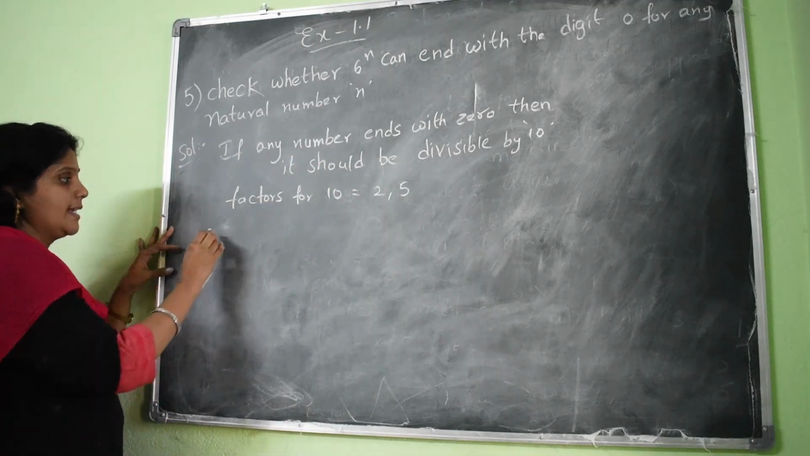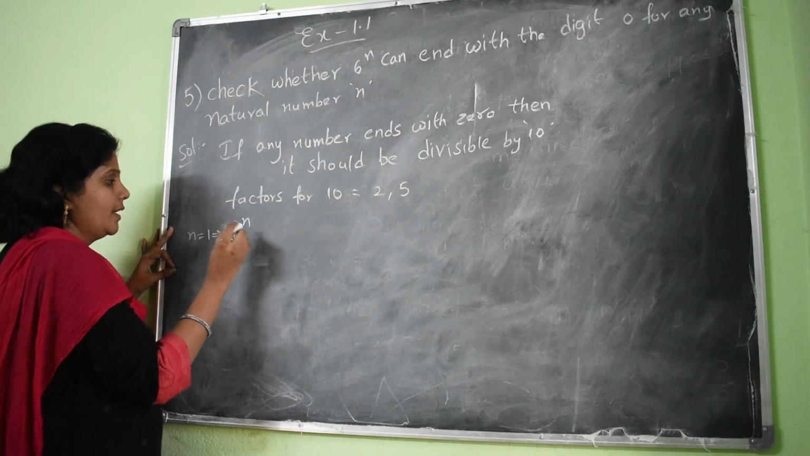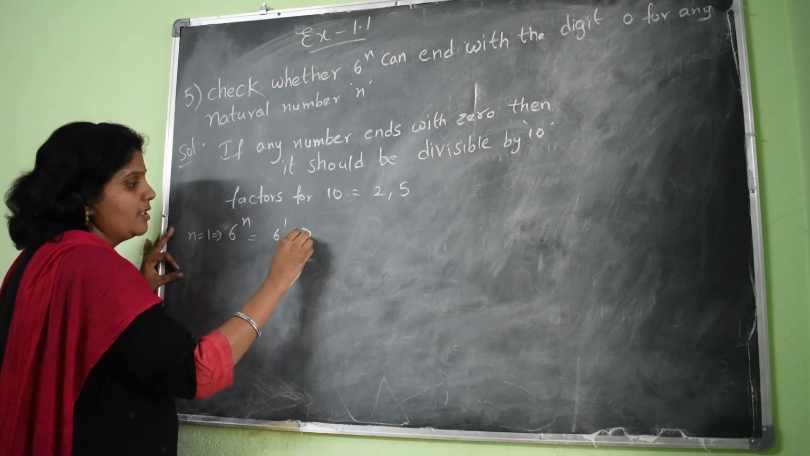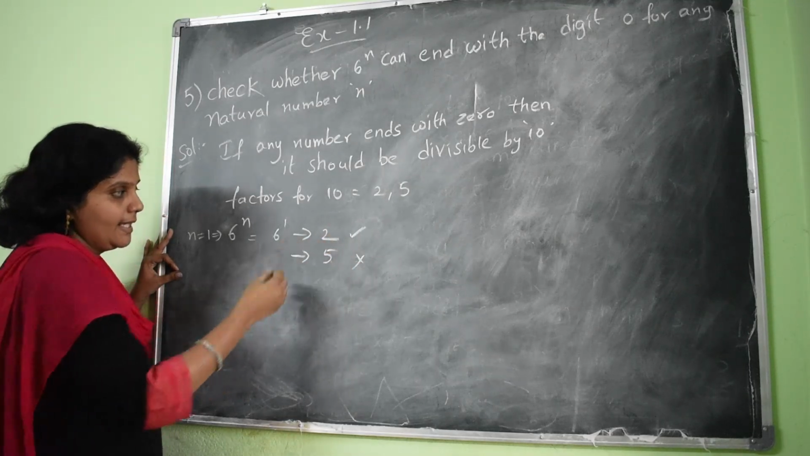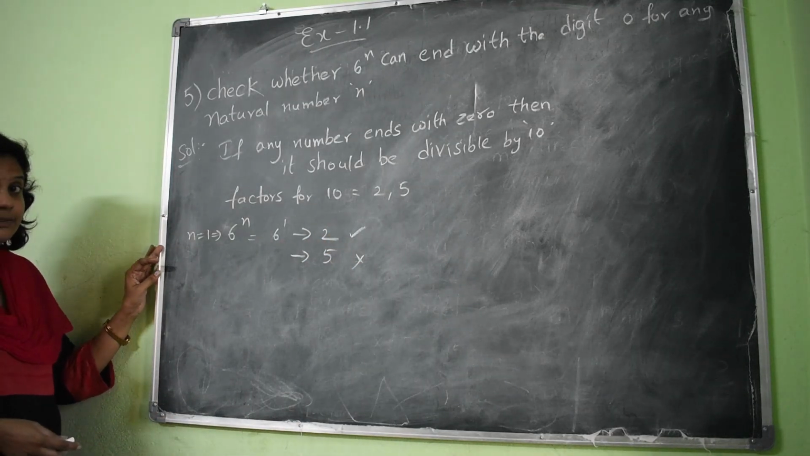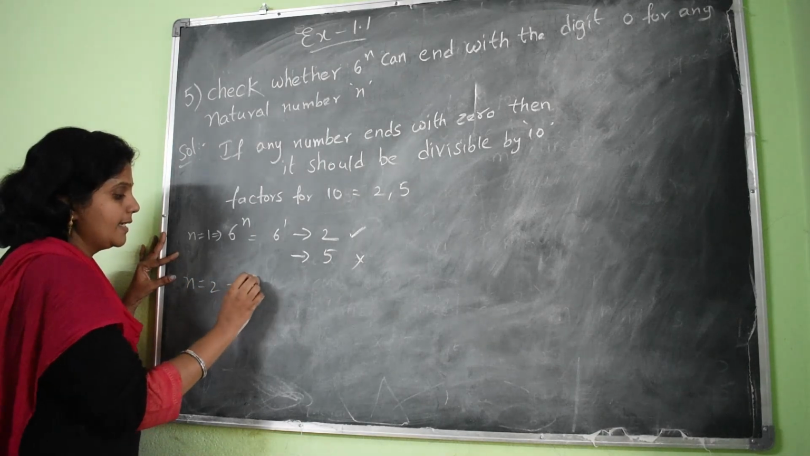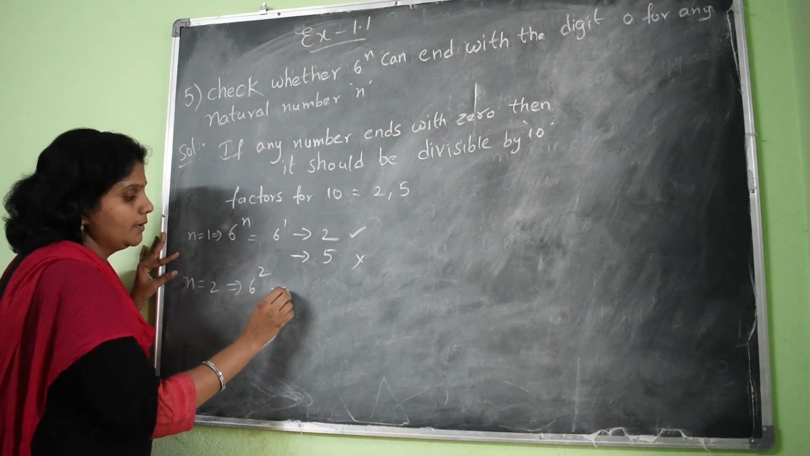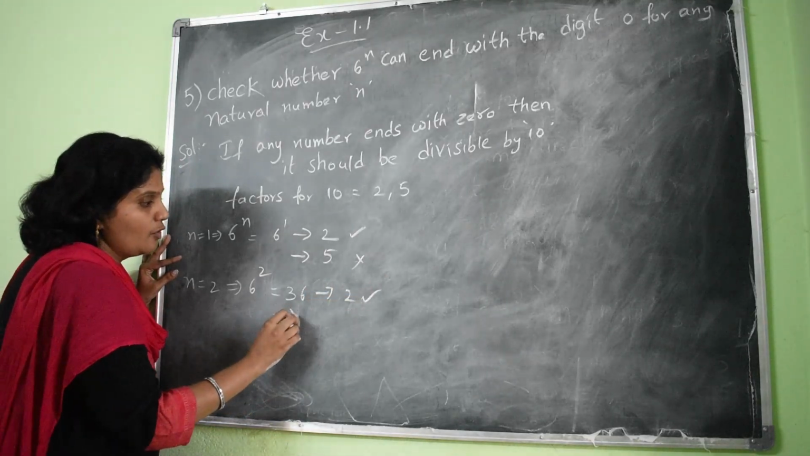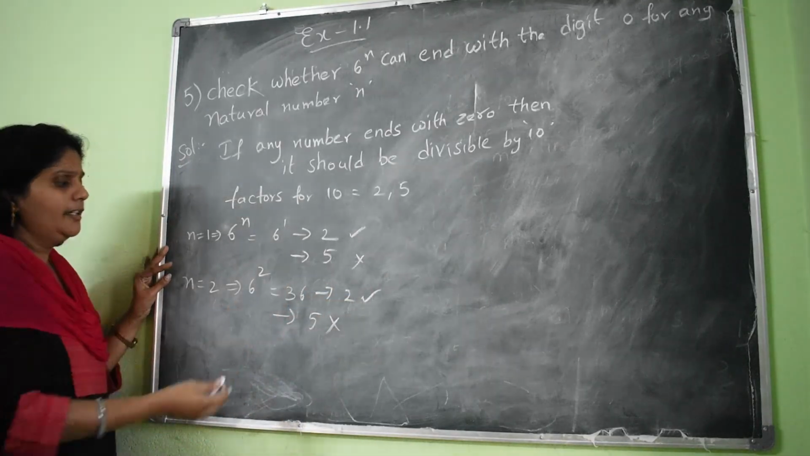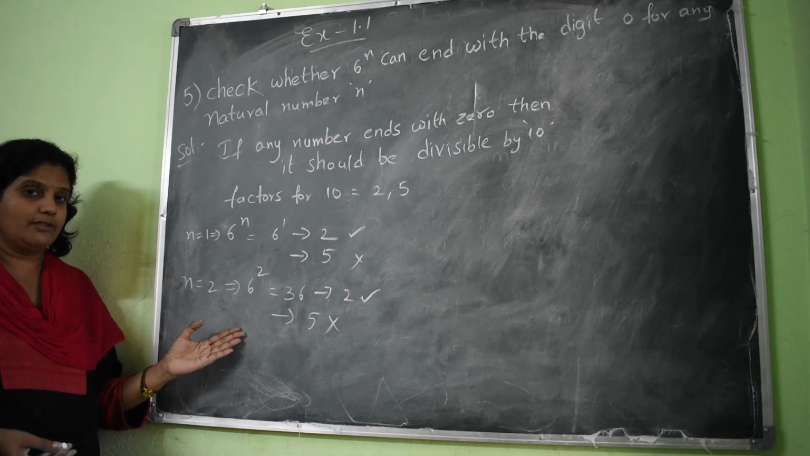So let's take 6 power n value as 1. So that implies 6 power 1. It is divisible by 2, but it is not divisible by 5. 6 is divisible by 2 but is it divisible by 5? No. Similarly, let's take n value as 2. Then 6 power 2 that is 36. 36 is also again divisible by 2, but it is not divisible by 5. So like that, if you take any n value, it is divisible by 2, but it is not divisible by 5.